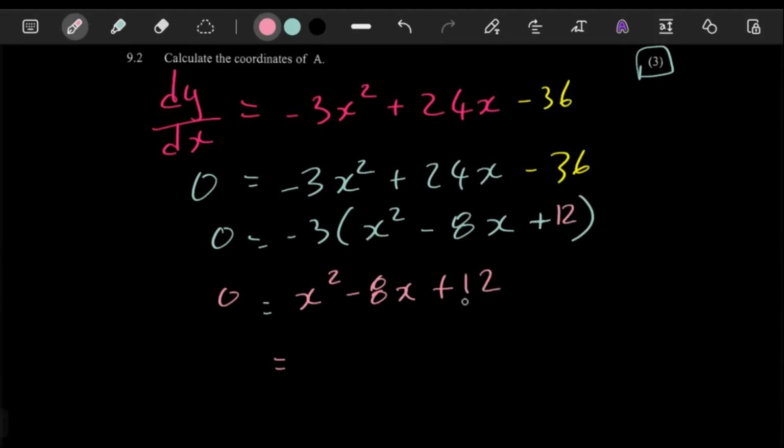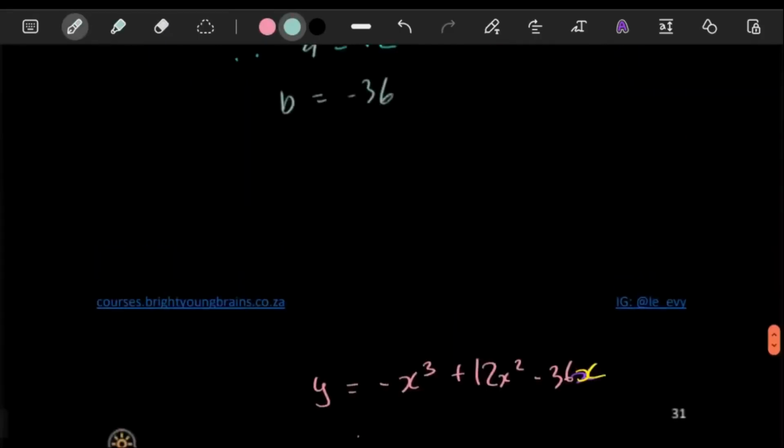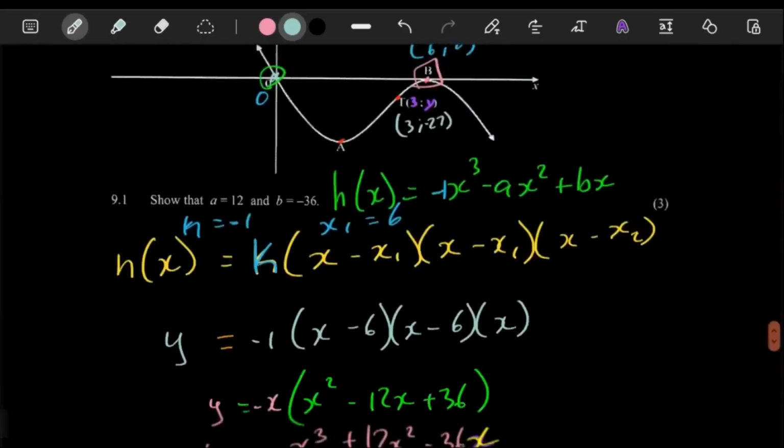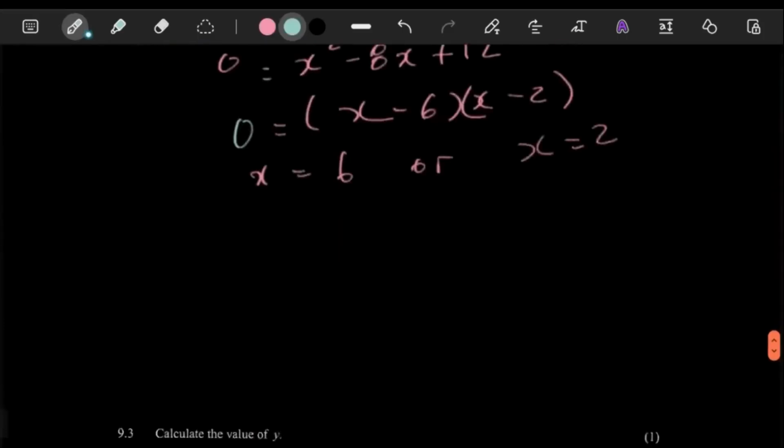So now factors of 12 that give an 8. It's basically 6 and 2. So a -8 would be negative and a negative here. So here x is 6 or x is 2. That definitely makes sense, because one of them has to be a 6, the other one obviously has to be lower than 6. So this is all good. We can carry on from here.